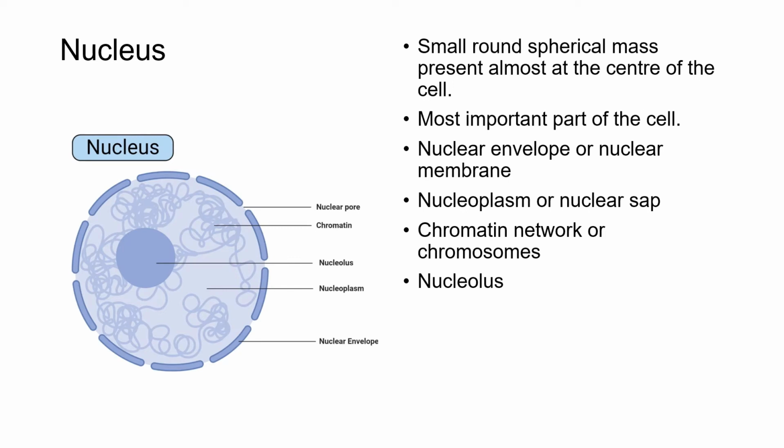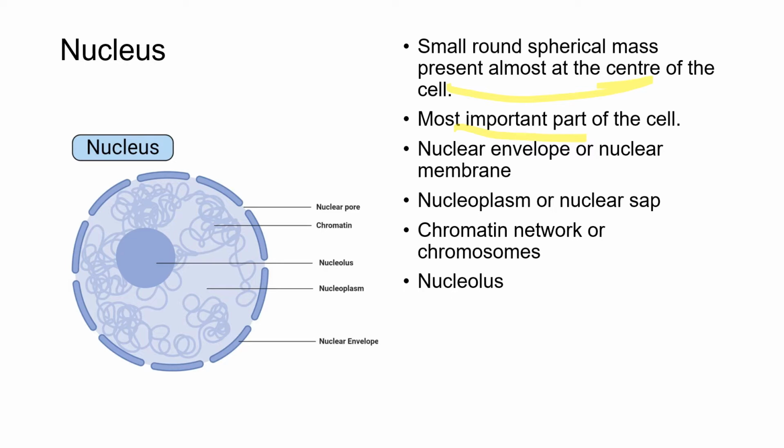Now, nucleus, as we all know, is a small spherical round-shaped substance which is present almost at the center of the cell, and it is the most important part of the cell. We all know that. Now, it has different parts. So, nucleus has different parts.